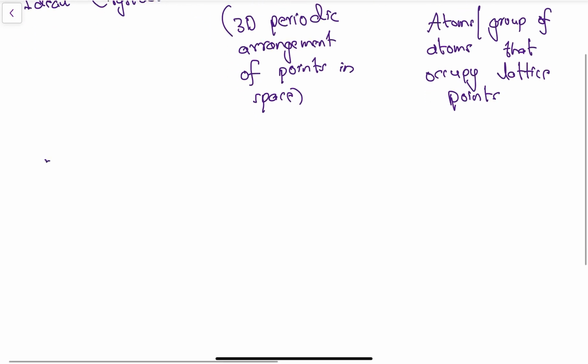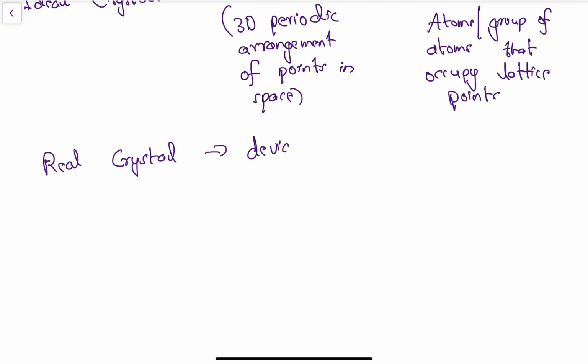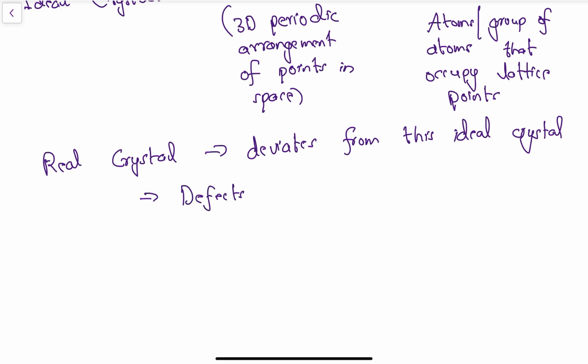But the real crystal deviates from this ideal crystal, and thus these deviations are called defects in crystal. These deviations are called the defects in crystal.